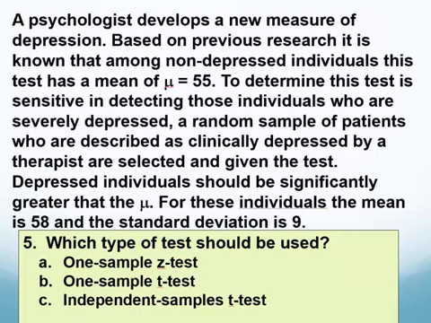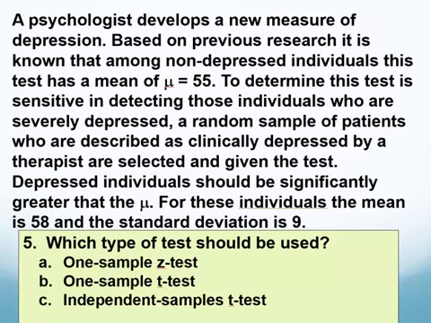Let's do one more. A psychologist develops a new measure of depression. Based on the previous research, it is known that among non-depressed individuals, this test has a mean of 55. To determine if this test is sensitive in detecting those individuals who are severely depressed, a random sample of patients who are described as clinically depressed by a therapist are selected and given the test.